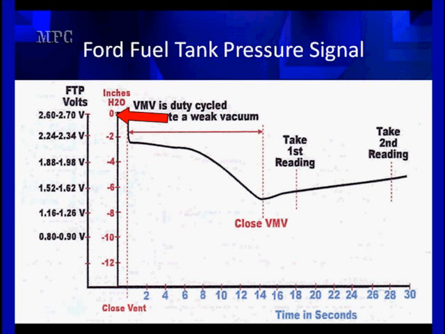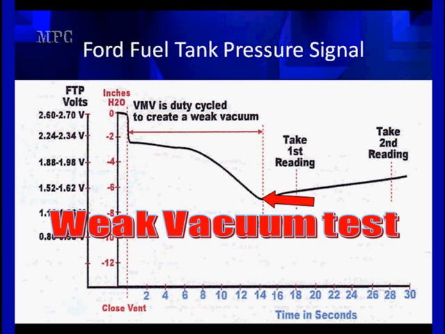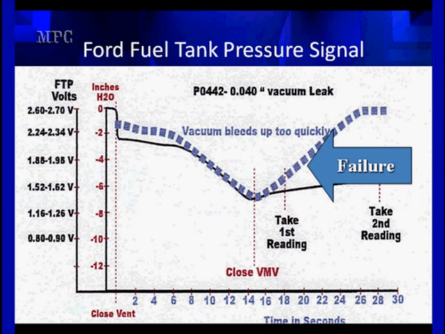When we have a restriction, the numbers will be too low. In GM, we had a restriction. The fuel tank pressure sensor voltages were too high. So the first thing we do, just like we did before, our purge or vacuum management valve test. Did it seal? Yes. Then we go down and do our weak vacuum test. Did we get to our target? This case, about 150, 165. Then we do our leak test, take our first reading, second reading.